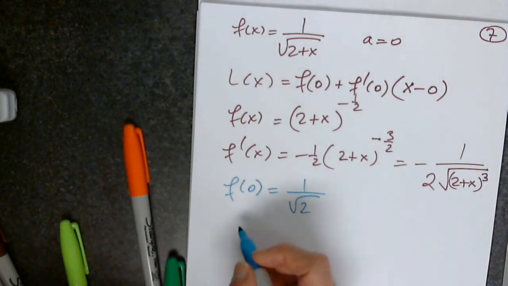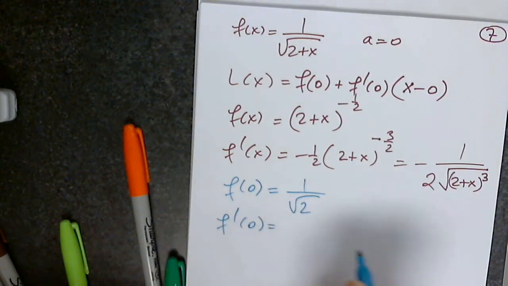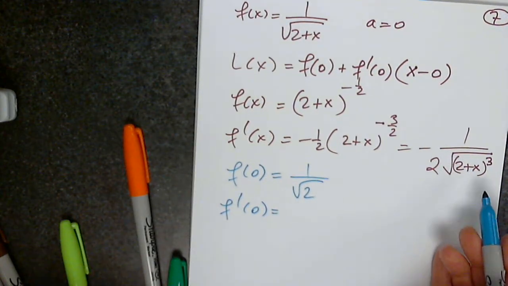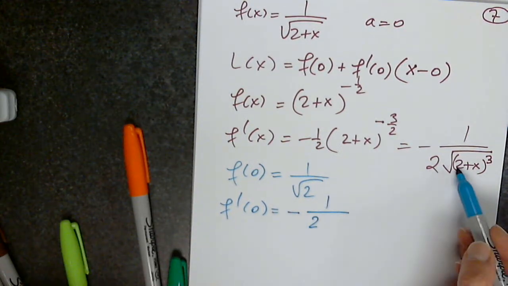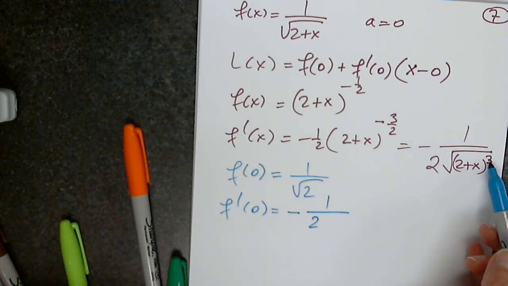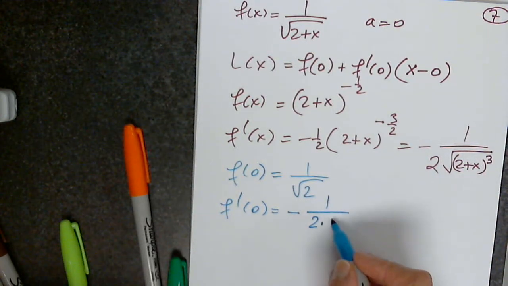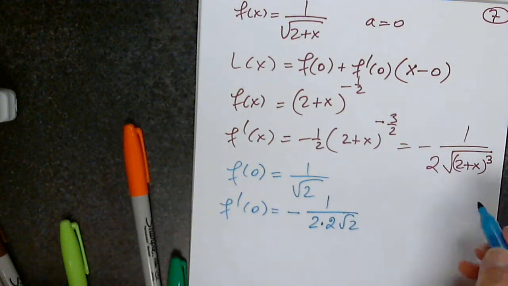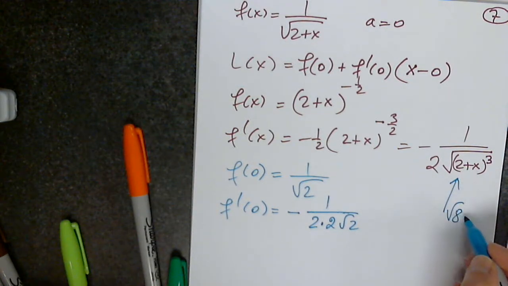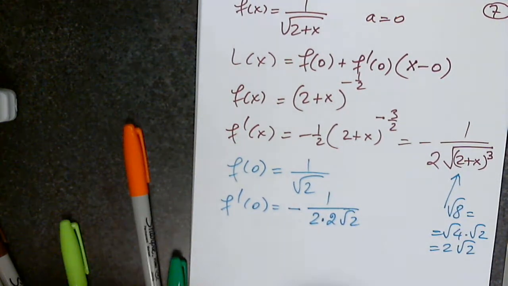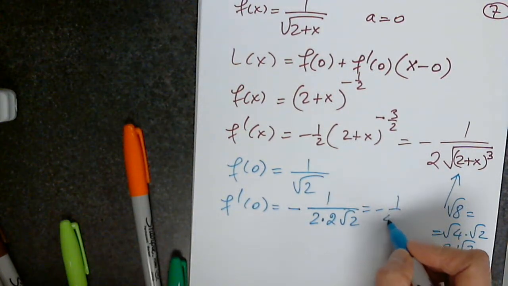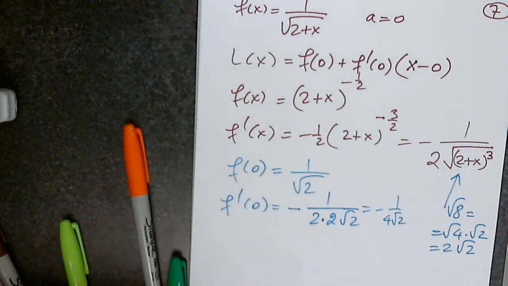Sorry about that. Okay, so now let's find f prime of 0. Negative 1 over 2 is 2. 2 plus 0 is 0. 2 to the third will be 8, but I have to change it into 2 the square root of 2. So this will become the square root of 8, which is the square root of 4 times the square root of 2, which is 2 the square root of 2. So f prime is -1/4 the square root of 2.